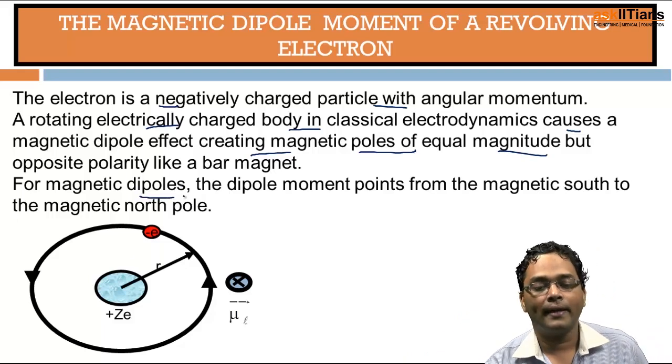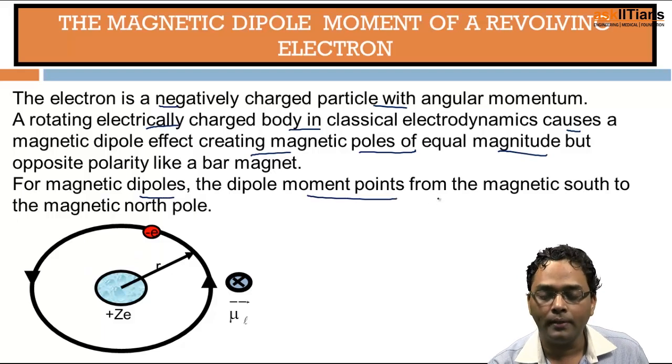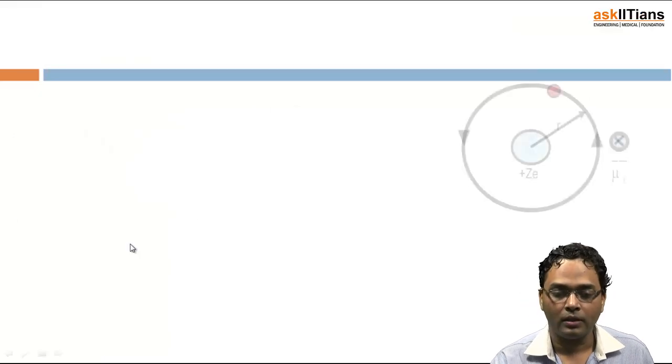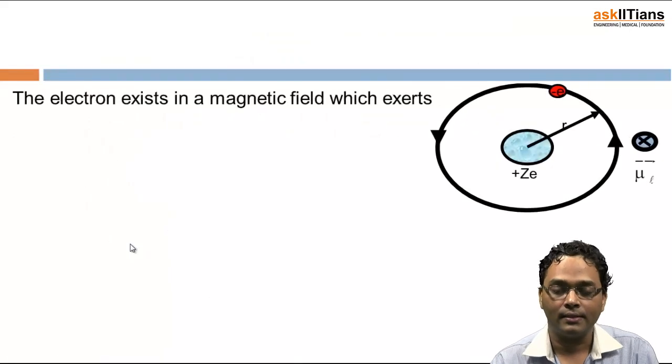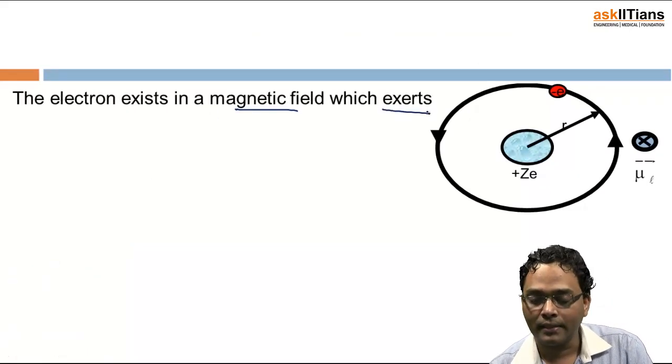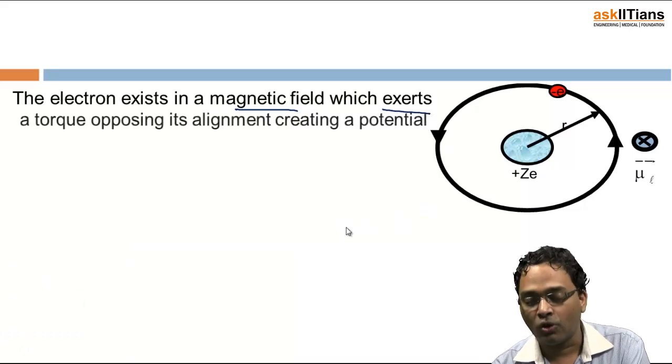When we talk about magnetic dipoles, the dipole moment points from the magnetic south to the magnetic north pole, and as a result, if you try to understand further, you will see that the electron exists in a magnetic field which obviously exerts a torque.